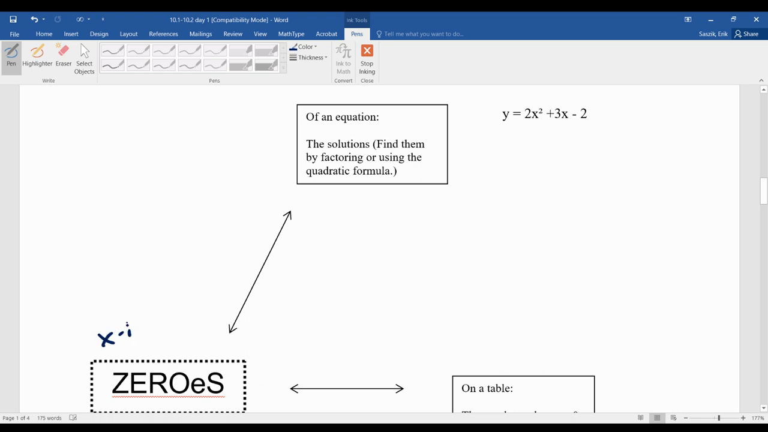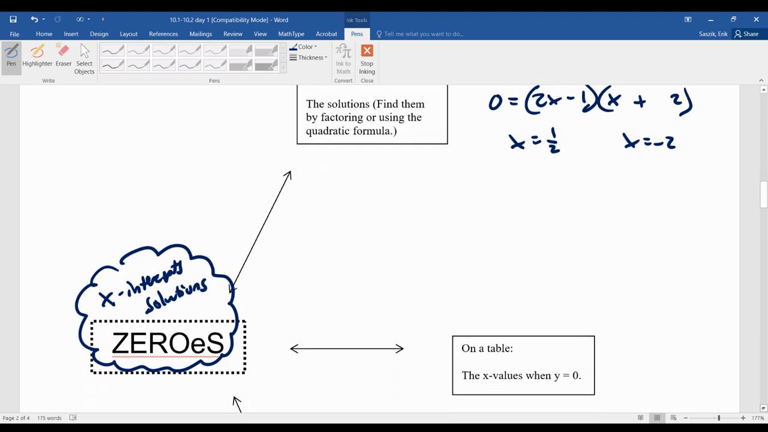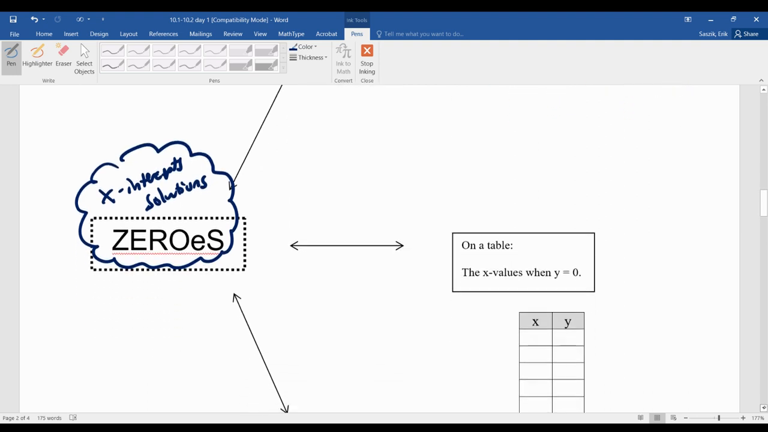So zeros, again, x-intercepts, solutions, zeros. These are all the same thing, okay? I could find it by doing some quadratic formula or factoring. Here I would get x equals -2, x equals 1/2. I could get an x-intercept that's a fraction, that's okay. So that's from an equation.